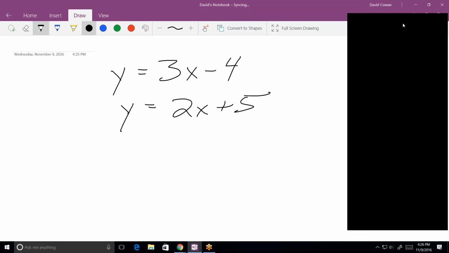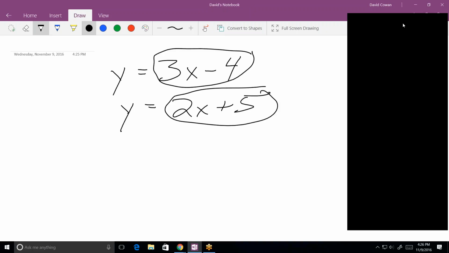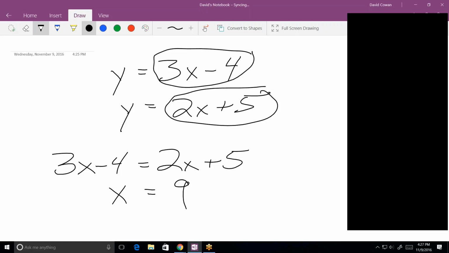When both equations are defined for y, then what you do is you set them equal to each other. So if I tell you y equals a, and at the same time y equals b, well, you know that a has to equal b, right? Yeah. And once I do that with this, it becomes very easy to solve, which is 3x minus 4 has to equal 2x plus 5. I'm going to bring the x's on the left, the numbers on the right, and there's my solution.